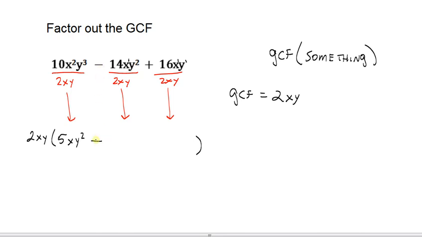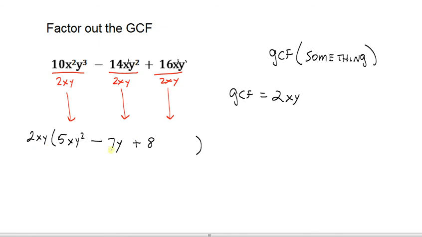Minus, I'm just bringing down my signs. 14 divided by 2 is 7. x over x cancels out. y squared over y is y. Bring down that plus sign. 16 divided by 2 is 8. The x's cancel, the y's cancel. So this is the answer.